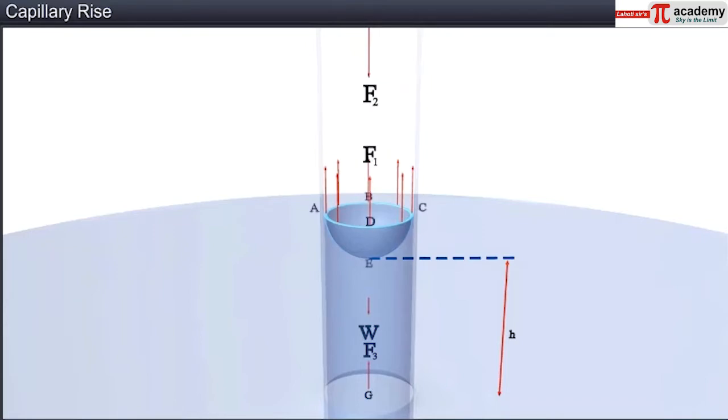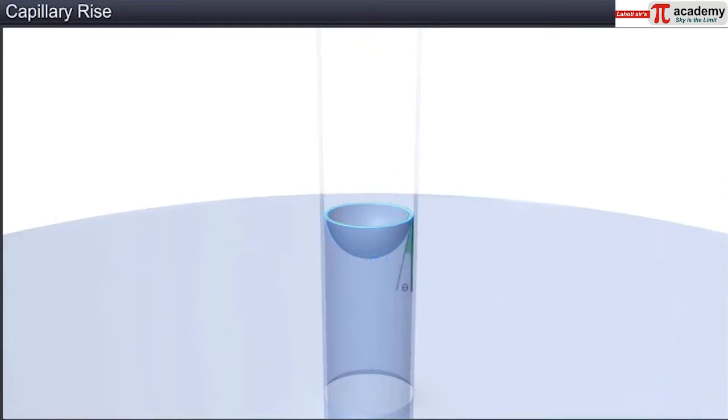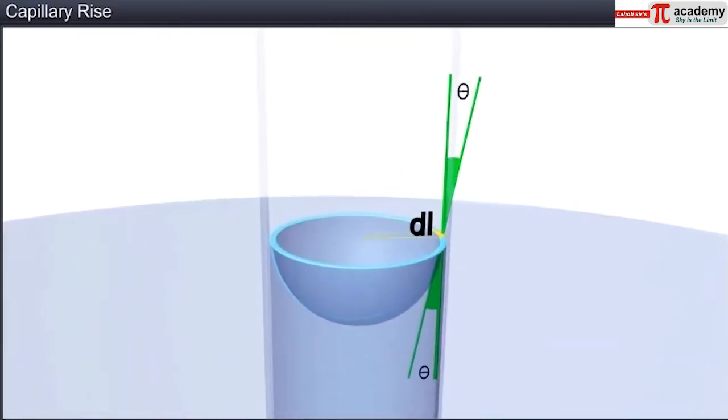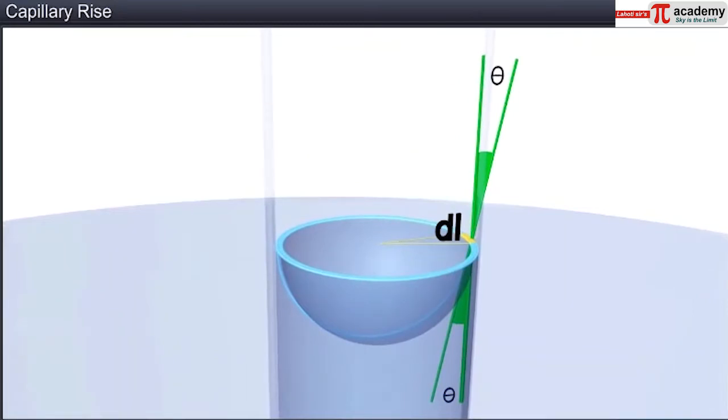The surface ABCDE of the liquid in the capillary tube meets the wall of the tube along its circular periphery of radius r. Theta is the angle made by the tangent drawn to the surface of the liquid, with the surface of the tube from inside the tube at the point of contact, and hence is the angle of contact. Consider a small part dl of the periphery along which the liquid surface is in contact with the wall of the tube.